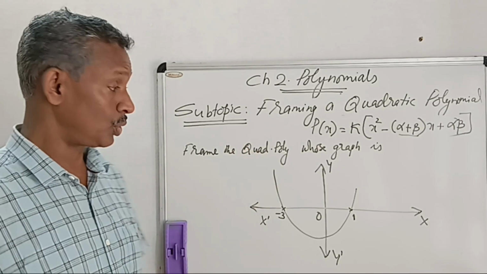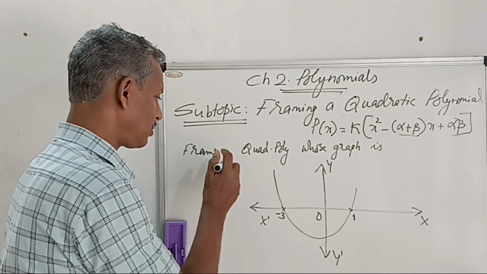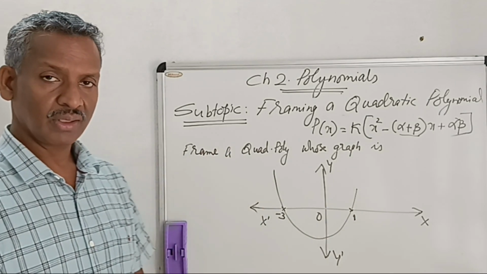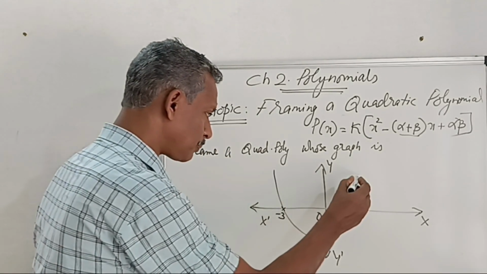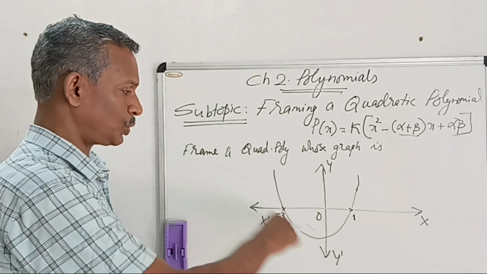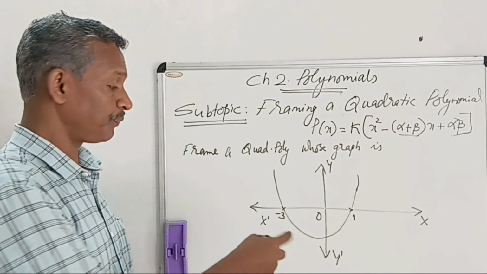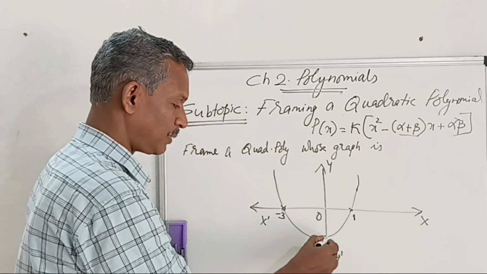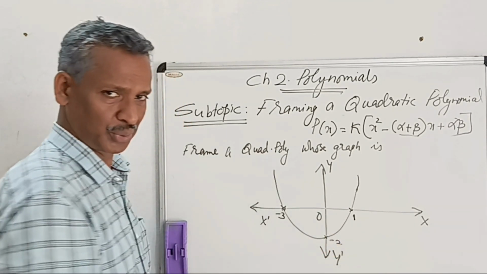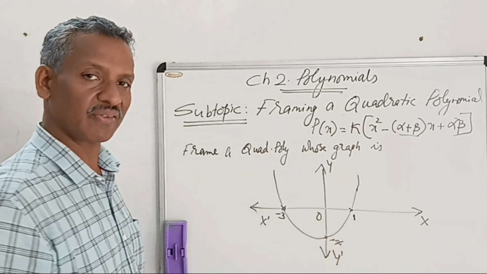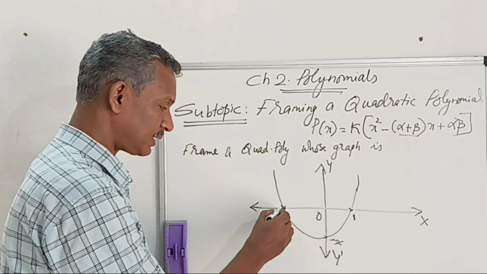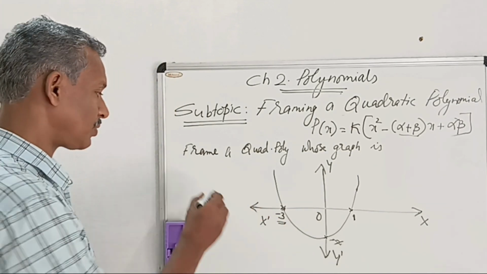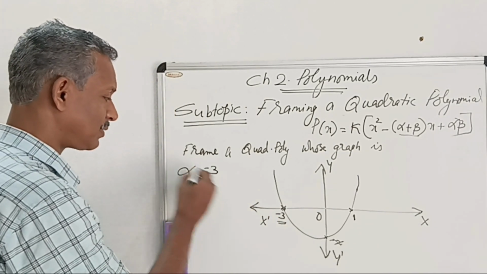Frame a quadratic polynomial whose graph is given here. The graph is this parabola, whichever is shown here, this U shape. It may be upside down also. Where it is intersecting with the x-axis, don't think about the y-axis, it may be given like -2 to confuse you. Don't think about where it is intersecting with the y-axis. Where it is intersecting with the x-axis, they are the zeros. Where it is intersecting here, at -3, 0, so we can take alpha as -3.